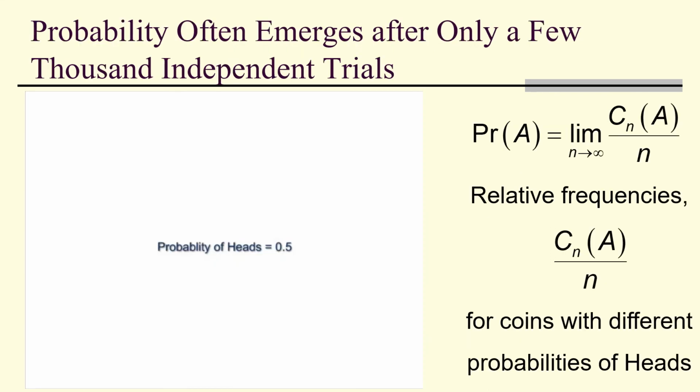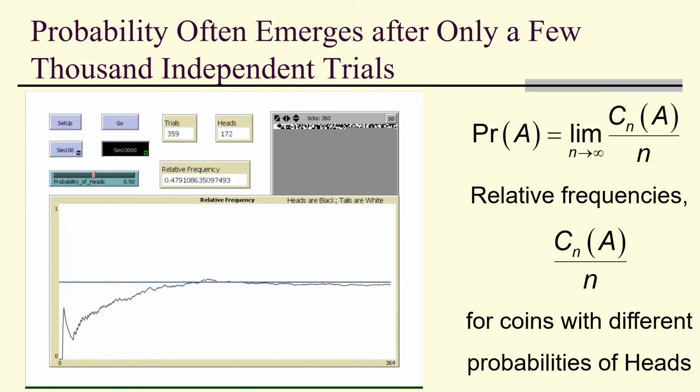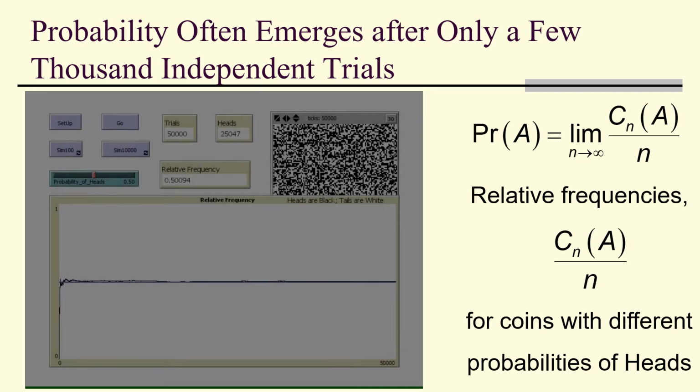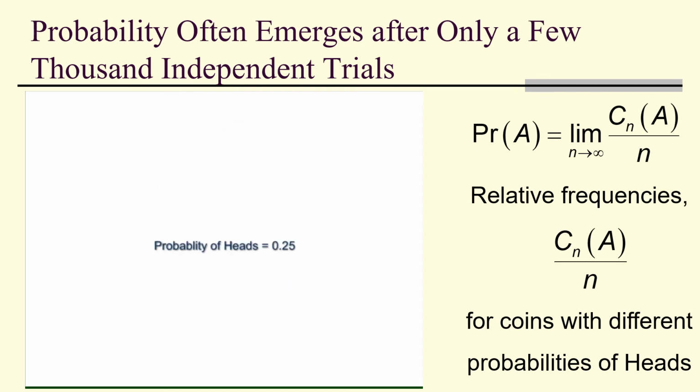Let's look at some examples with just coin tosses of different probabilities. So here we are looking at a probability of 1/2. Even though to begin with, we've only got about 100 trials, we're not there, but as we get into a few hundred trials, we start seeing the relative frequencies settle into the theoretical expectation. And after 50,000 trials, very close.